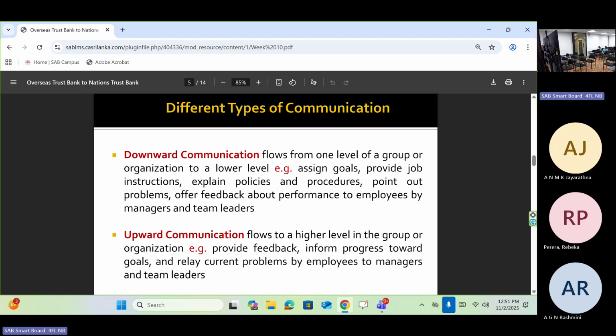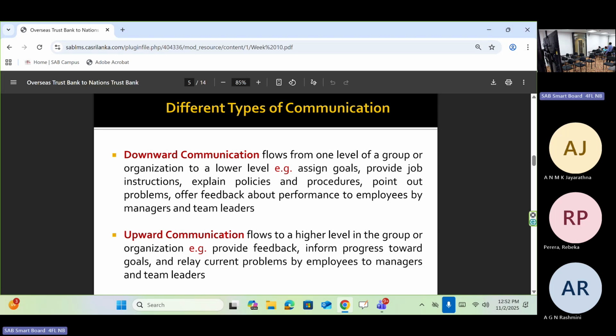On the left there we can see vertical. On the right, horizontal. But now authors are keen to use the term lateral communication, not horizontal. There's a reason actually in that, as I wrote there.